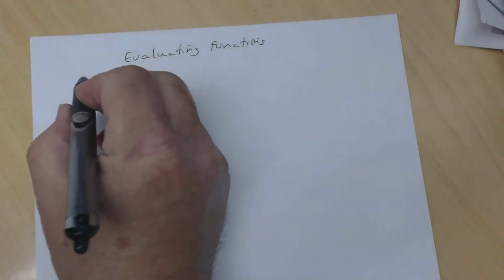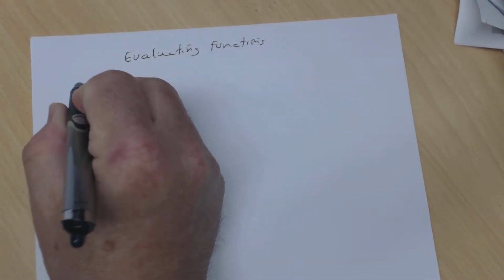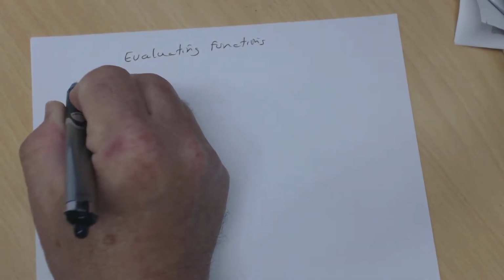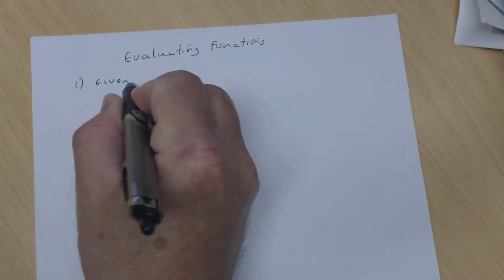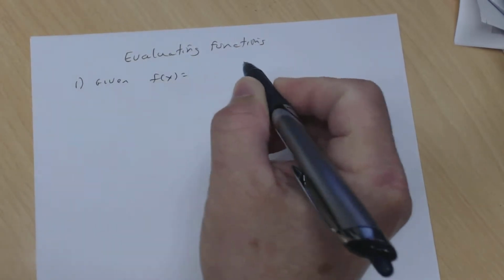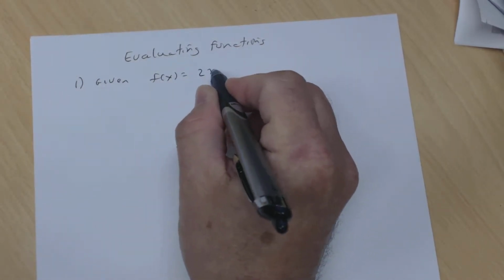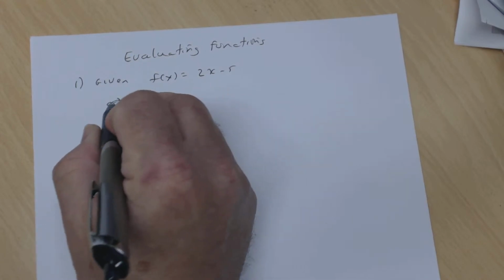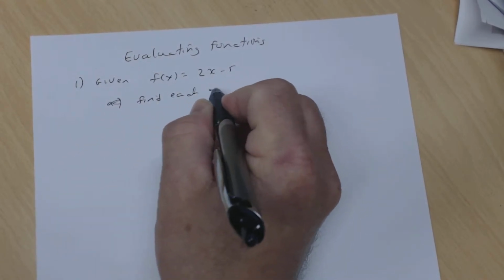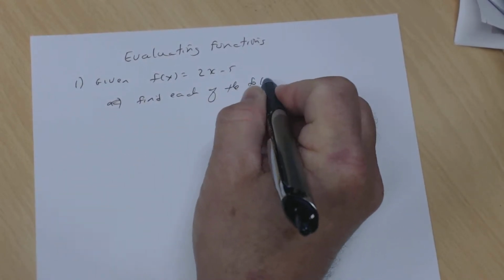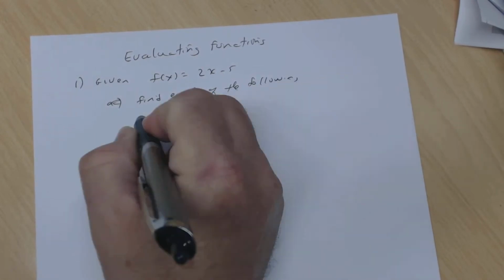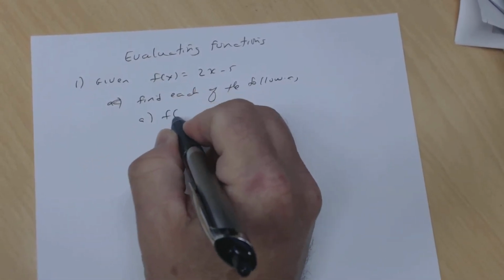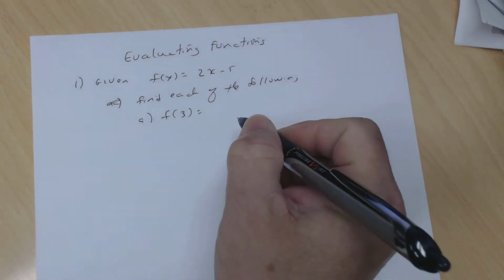So for example, we'll start with a simple one. Suppose number one that you're given that the function f of x is 2x minus 5. Let's find each of the following. Let's say in part A, you want to find f of 3. Now that's an easy one.